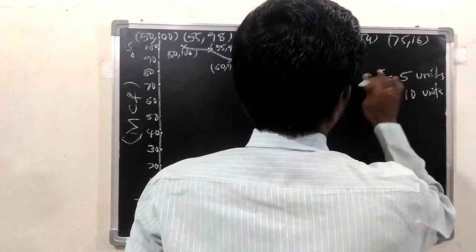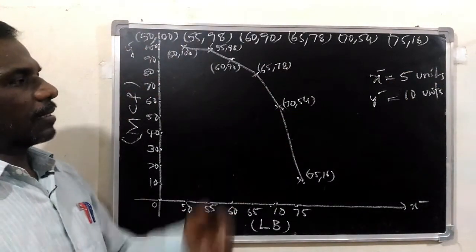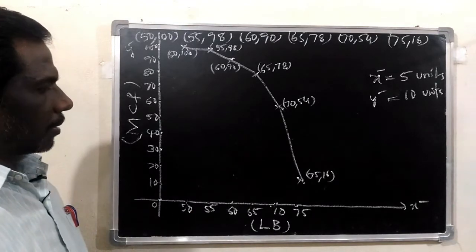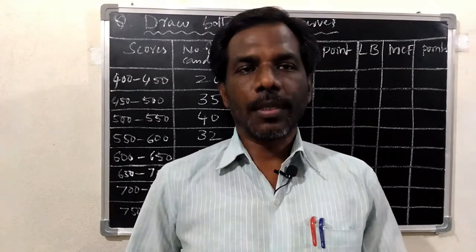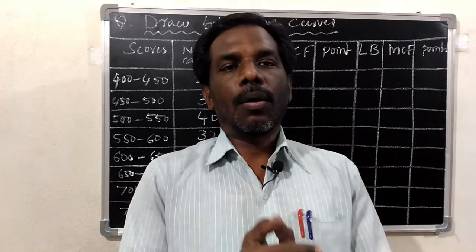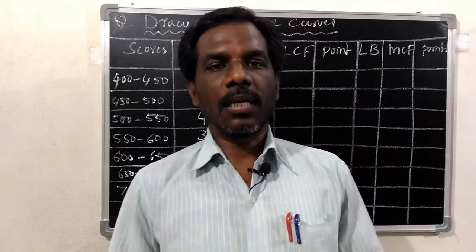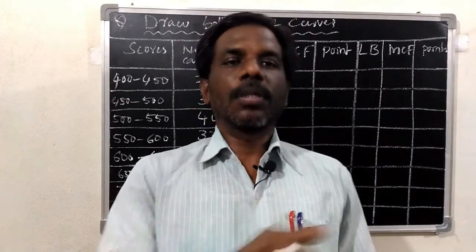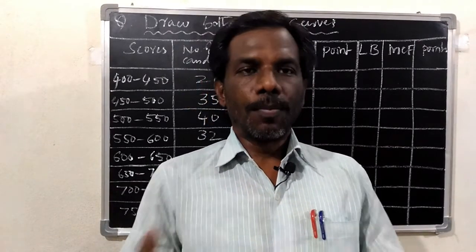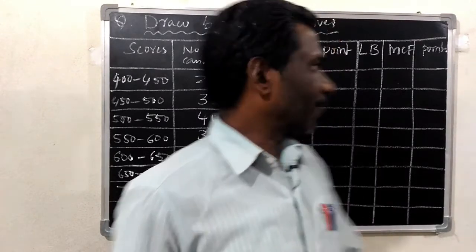So x-axis is 5 units and y-axis is 10 units. Now this is the third question. I am going to draw both the Ogive curves, that is the less than cumulative frequency curve and the more than cumulative frequency curve. Both the curves I am going to draw on the same graph.